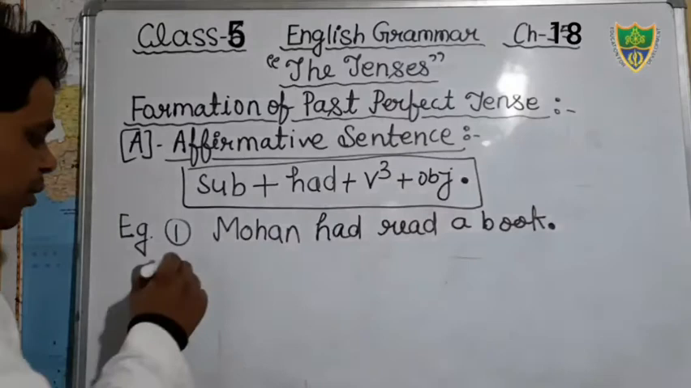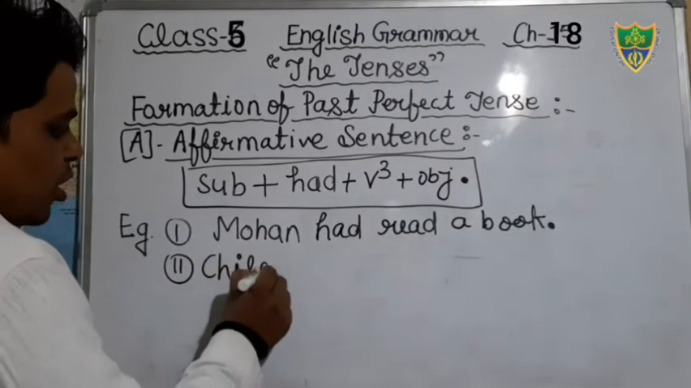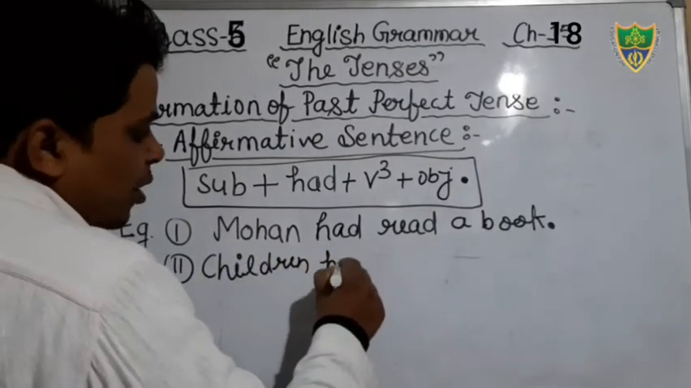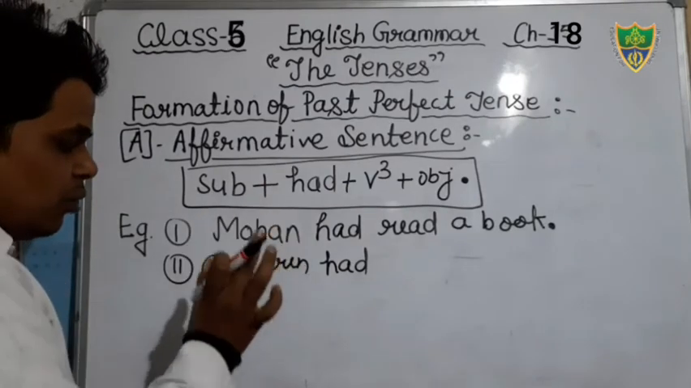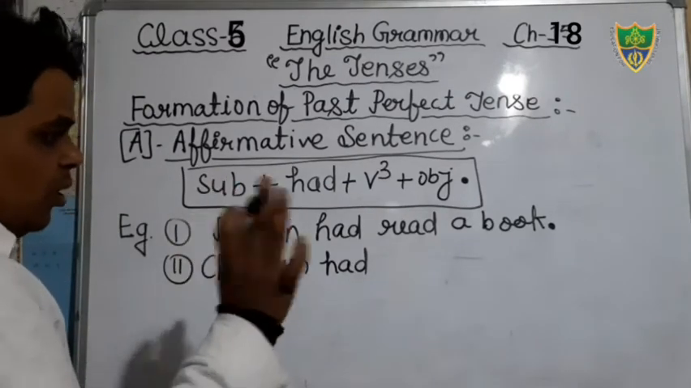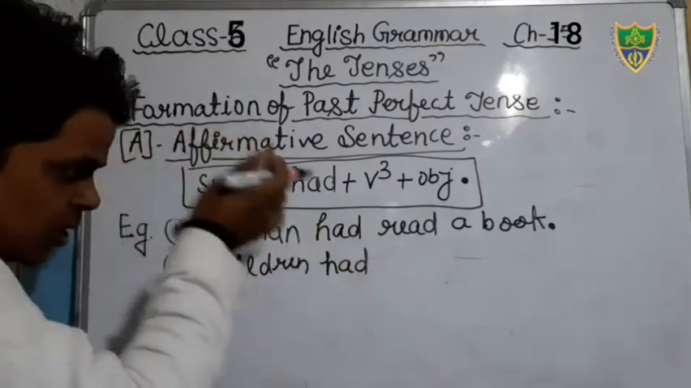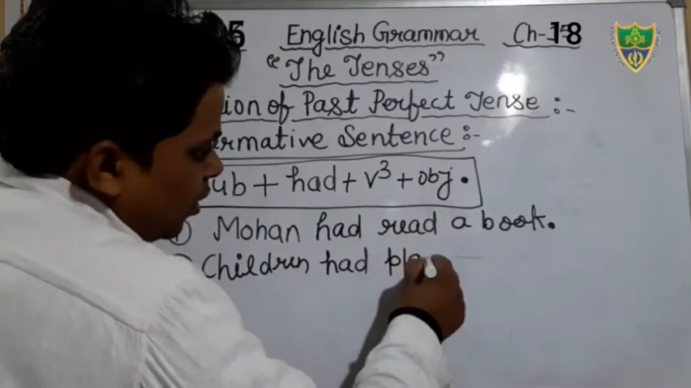One more example we can see, children. Just see here, children is what? Plural. But we will also use the same helping verb, that is had, because I have told you, either the subject is singular or plural, no matter. We will use only one helping verb, that is had. Okay, students? So just here, children had play.